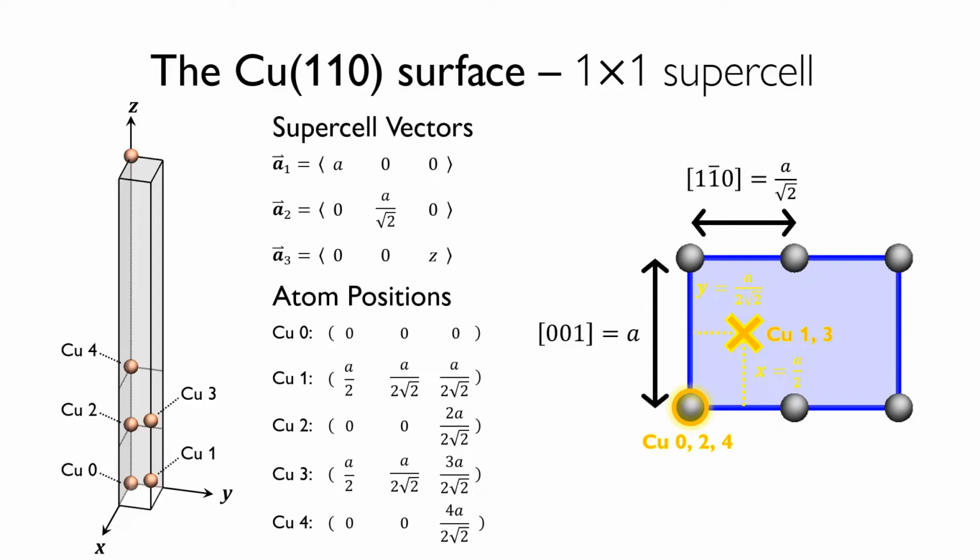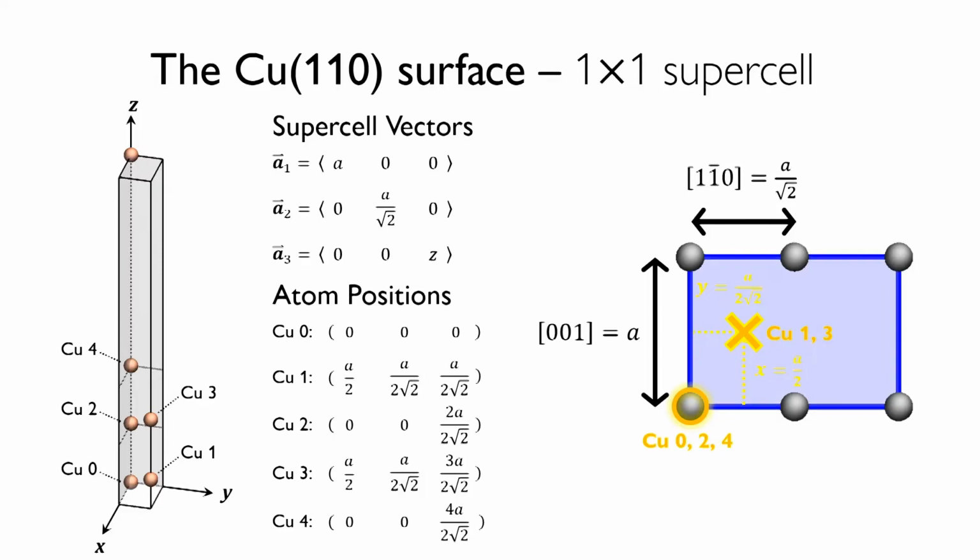A good exercise for you to try is to build a 2x2 supercell, that is, a supercell that is 2 unit cells wide in the 0, 0, 1 direction and 2 unit cells wide in the 1 bar 1, 0 direction. Can you identify the correct x, y, and z coordinates for the 15 additional copper atoms? Also, you should think about how the supercell vectors will need to change for this larger supercell to repeat in the x and y directions without the atoms overlapping.